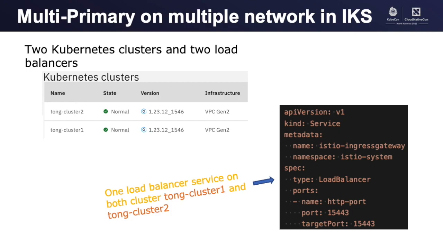Obviously, these 2 clusters will have to be connected using gateways. So the first thing we have to do is to create a load balancer. As I mentioned earlier, when you create a load balancer, IBM will provide you a public DNS entry. So this is a fully qualified domain name that it can use on the internet.